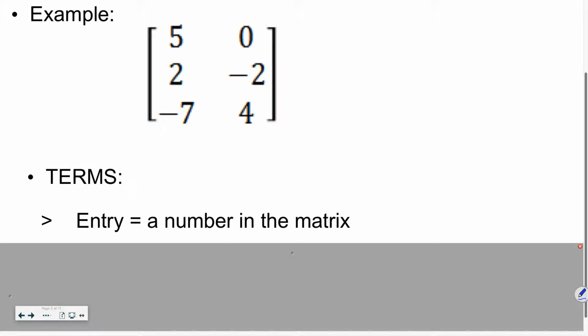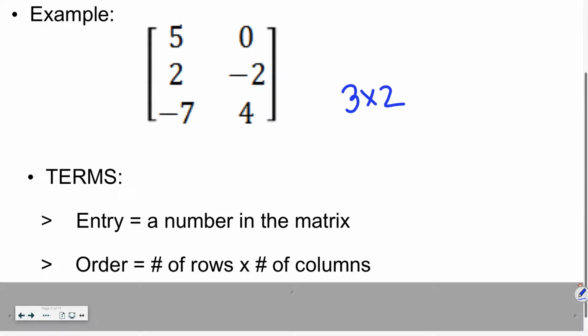Okay, something that's very important, especially when we get to Friday when we're adding and multiplying matrices, is what we call the order. The order of the matrix describes how many rows and columns a matrix has. So tell me, how many rows does this matrix have? 3. How many columns? 2. So we call this a 3 by 2 matrix because we describe the order by the number of rows by the number of columns.